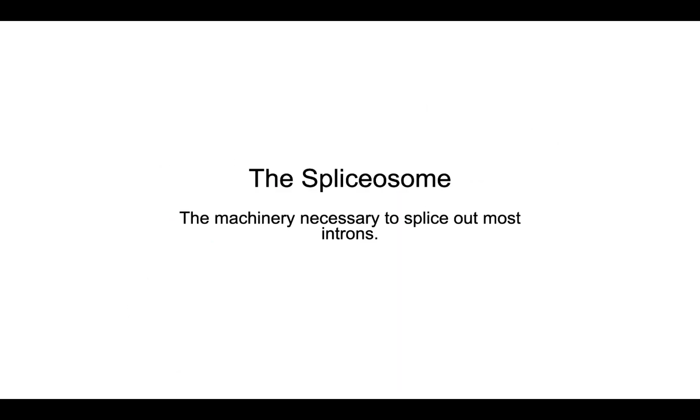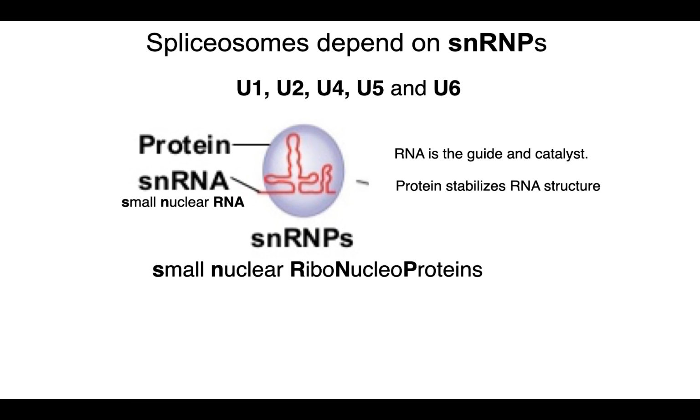Now, let's take a look at the more common way in which introns are spliced out in most eukaryotic organisms, and that's via something called the spliceosome. The spliceosome is dependent upon five snRNPs: U1, U2, U4, U5, and U6. Each one of these snRNPs is made up of a protein and a small nuclear RNA, or snRNA.